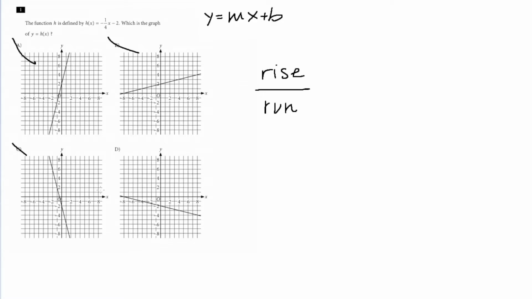And we're going to check D, right? So it's going down 1 square and then going to the right 4 squares. So that would give us a rise of -1 and a run of 4. So a slope of -1/4, and D is our answer.